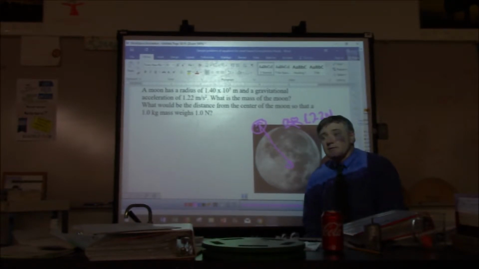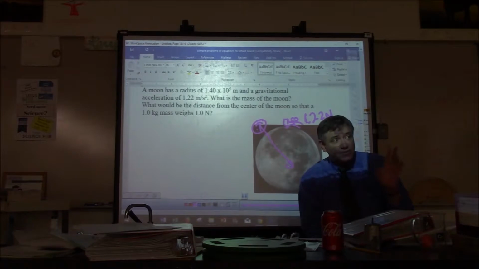Now, basically, what am I asking you to find? If something's going to weigh 1 newton, what is little g if a 1 kilogram mass weighs 1 newton? 1.